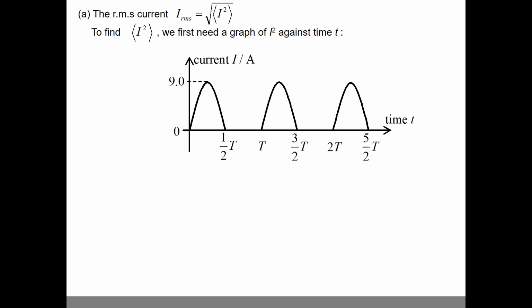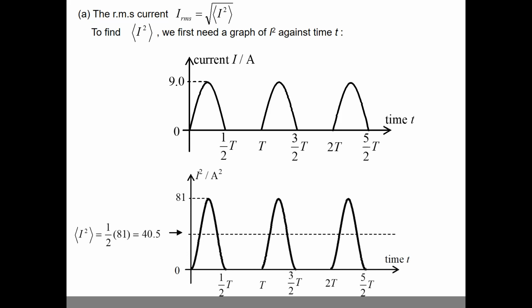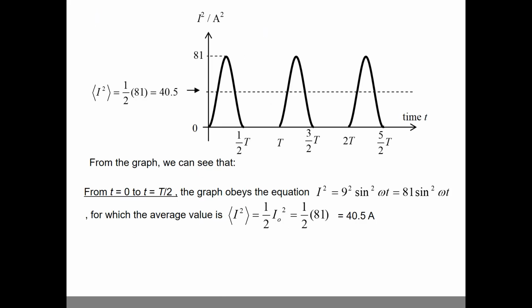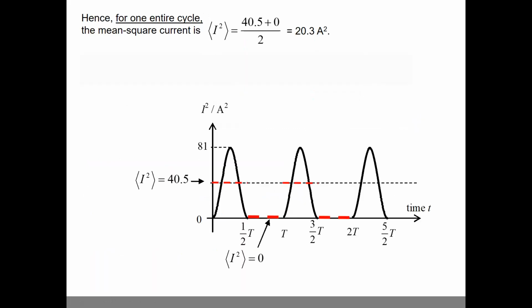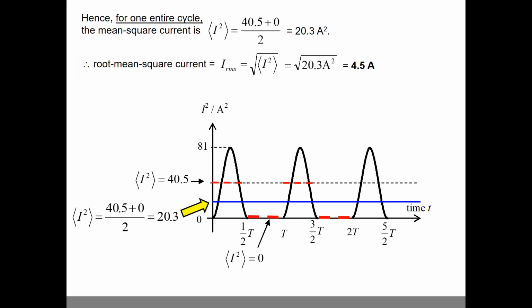How do you do it? You must first square it, then you must do the mean. How do you mean it? Well, you notice that for the first half of the period, the value is 40.5, right? That's what we learned. The next half of the time is 0. So if I give you $40, then 0, then 40, then 0, then 40, what's the average? The average will be 20. So same idea here, the mean value here will be 20.3. So you have squared it, you have meaned it, now you must root it, right?